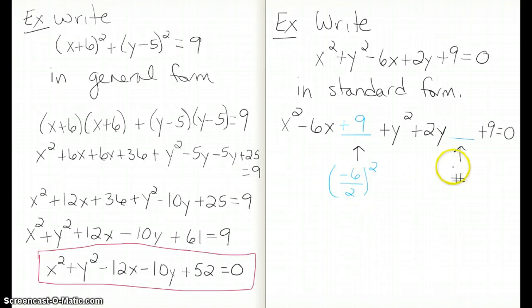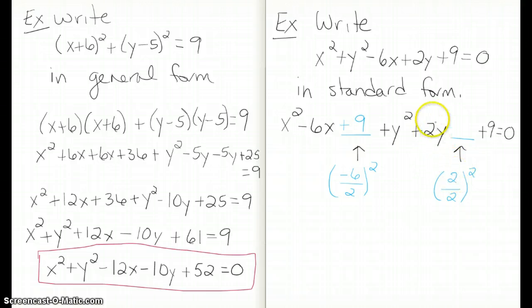Okay, I'm going to do the same thing over here, but instead of taking the -6 from over here, of course I'm going to work with the number in front of the y over here. Okay, so the same thing works here. I'm going to take the number that's in front of the y, which is 2, I'm going to divide it by 2 and then square that number.